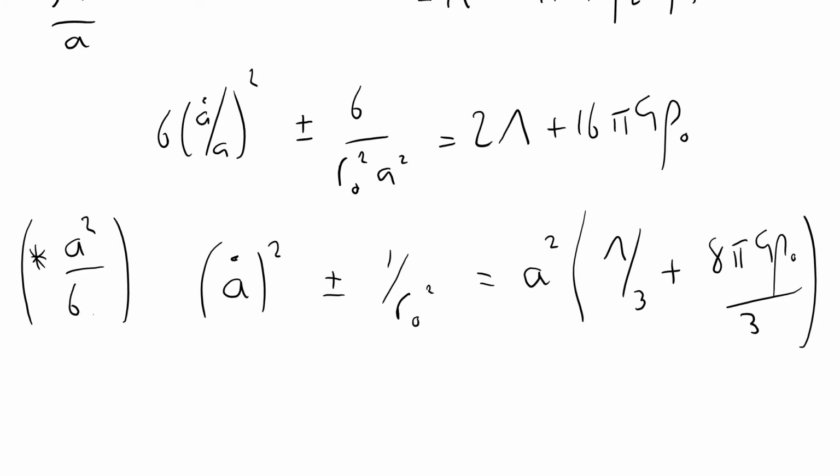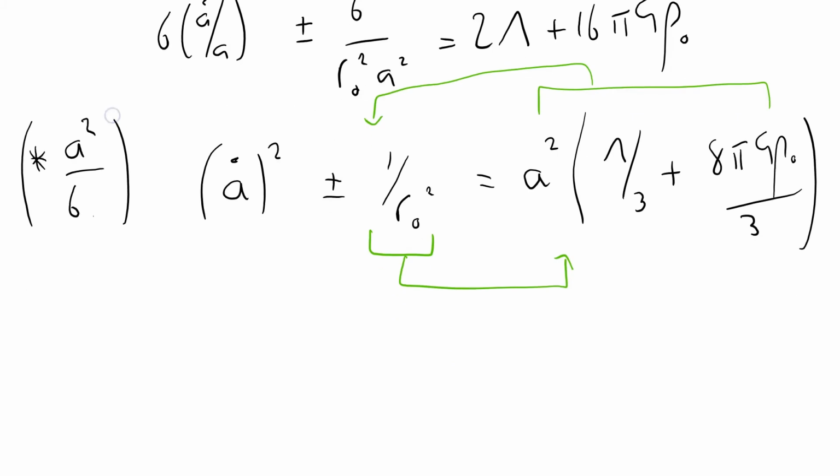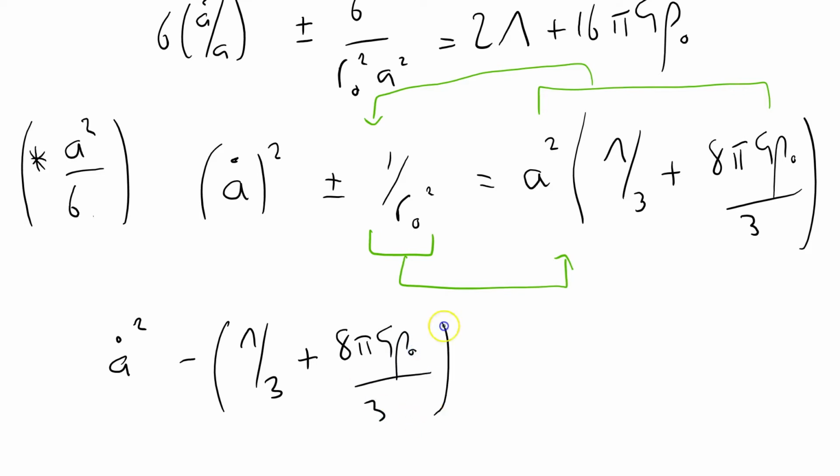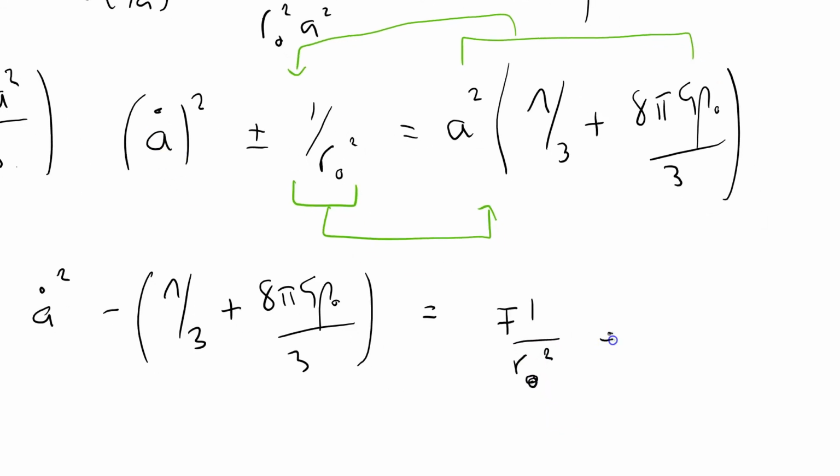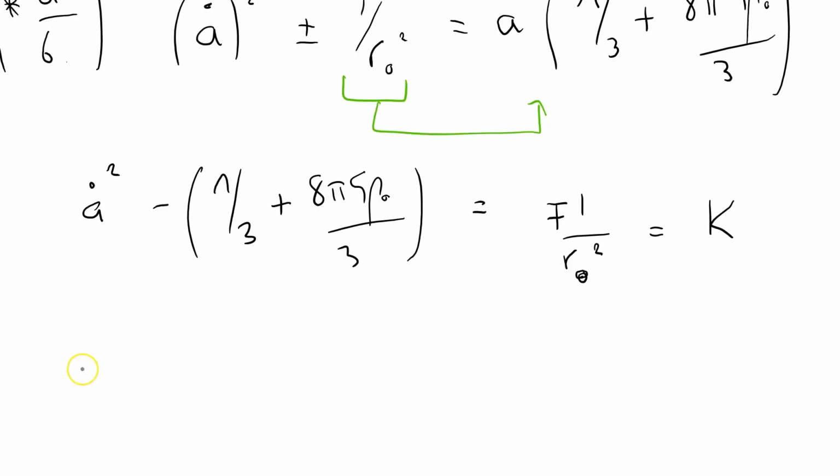Now what I'm going to do is some slight rearranging. I'm going to take this and put it on that side, and I'm going to take this term here and put it on that side. Nothing very difficult there. So a dot squared plus 8 pi G rho 0 over 3 equals minus or plus 1 over r0 squared. You'll remember that r0 was the radius of the universe. It's usual to call this k, where we've absorbed the sign into k, which is quite nice.